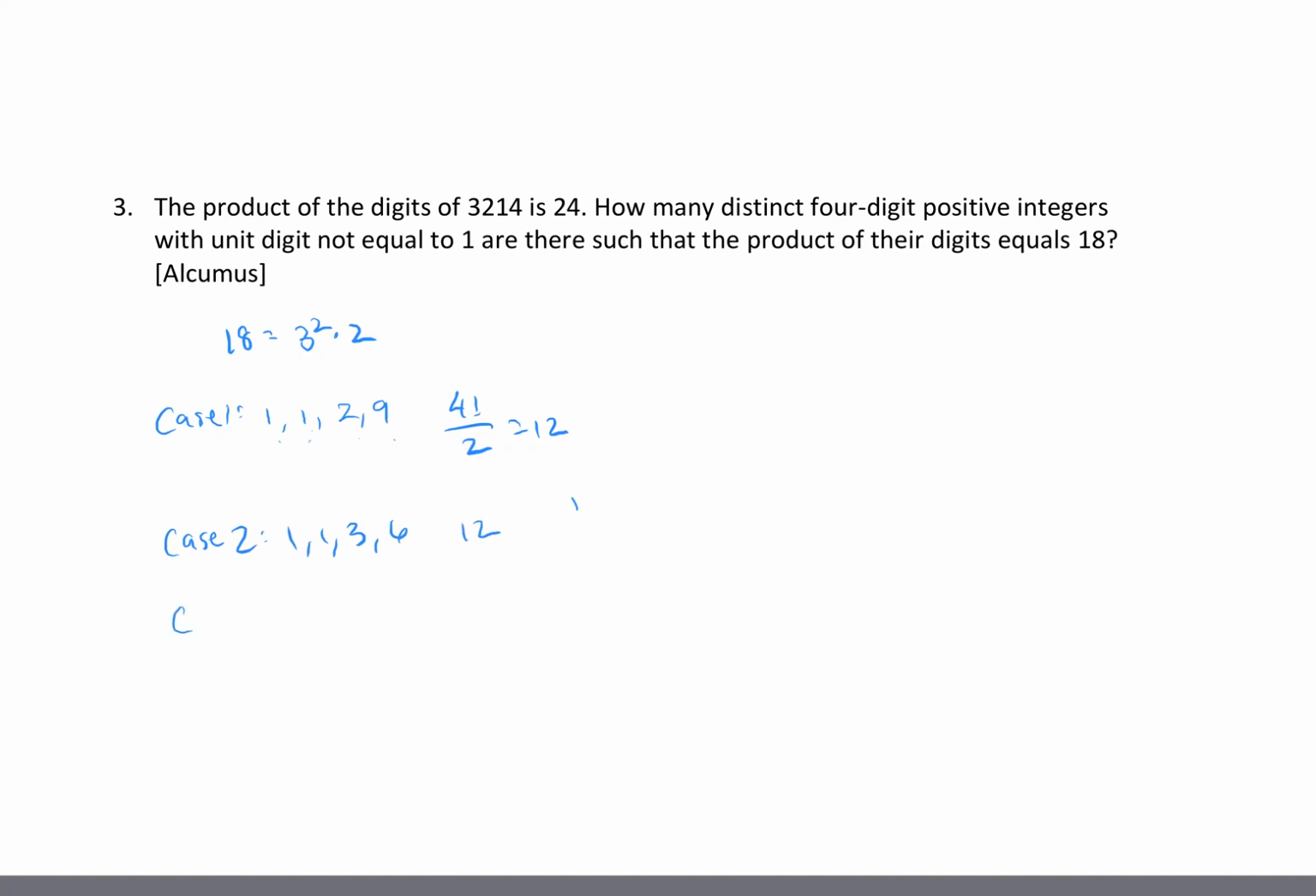And then lastly, we have case 3, we can have 1, 2, 3, 3. And then the number of ways we can order this is again 4 factorial over 2 because the 3s are the same, so this is 12.